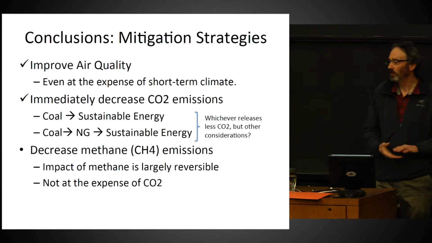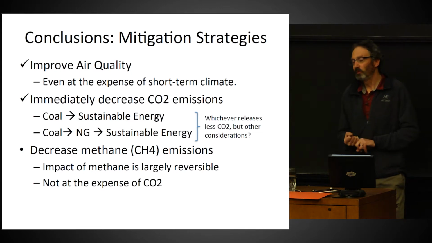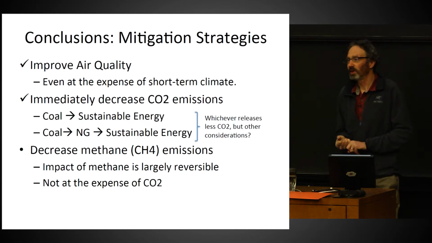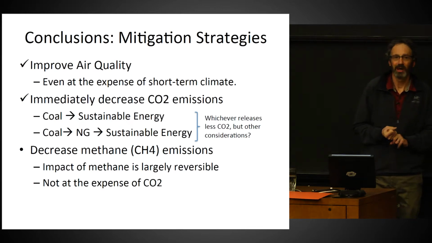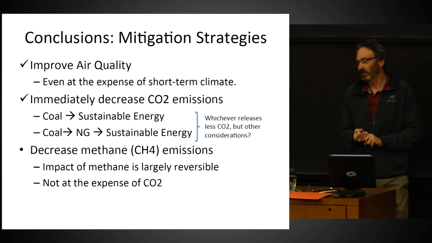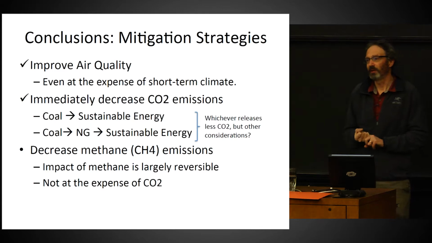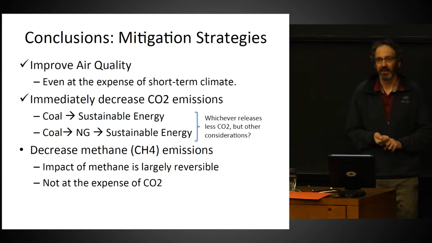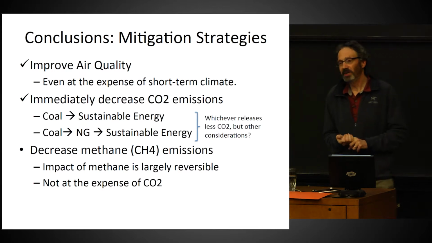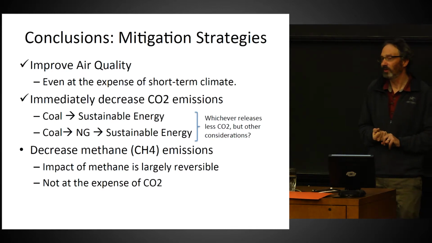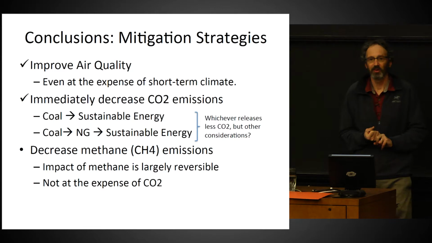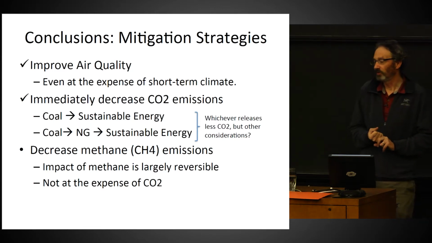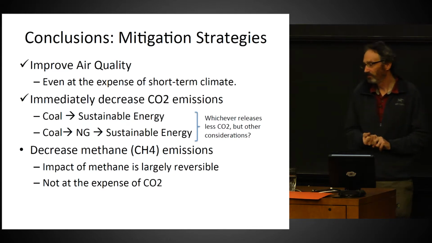Okay, so the conclusions are, improve air quality. This is important, even at the expense of short-term climate. Air quality impacts people's lives now. Bad air quality has caused tremendous suffering, especially now in China and in India. Okay? Immediately decrease CO2 emissions. This is important because we saw the CO2 emissions have a compounding effect. They accumulate in the atmosphere. We want to decrease them now.